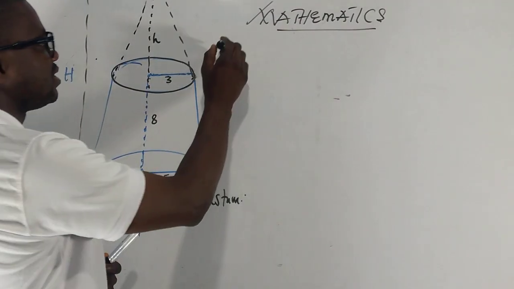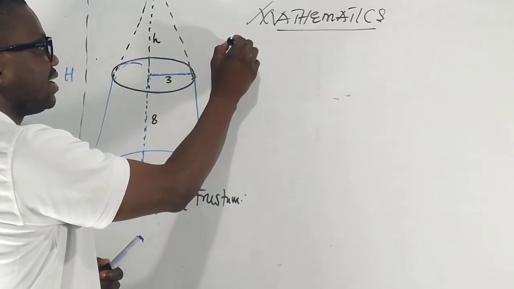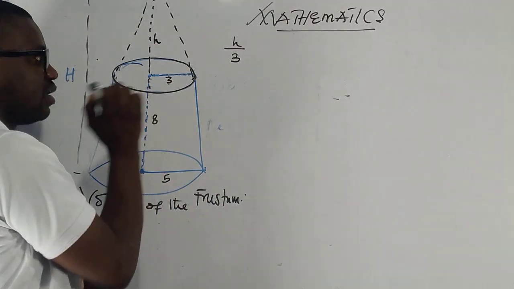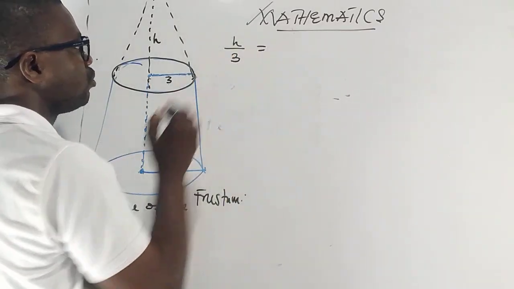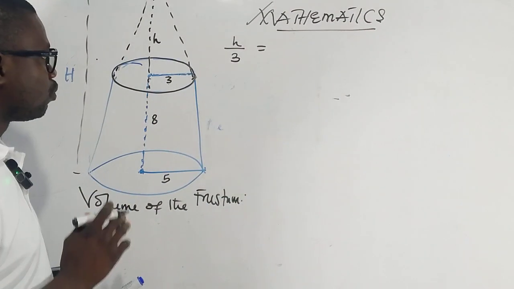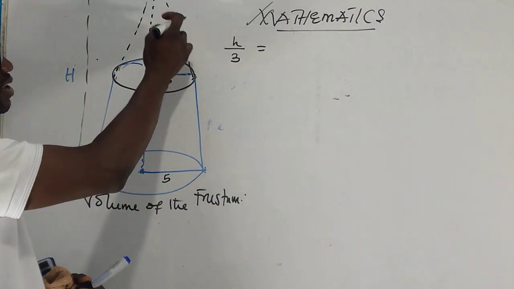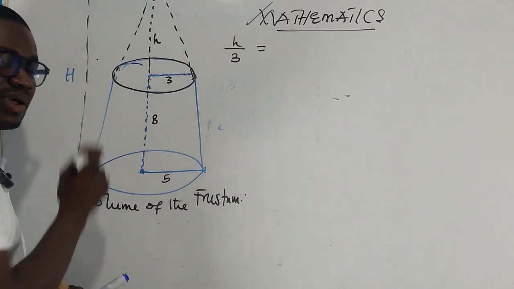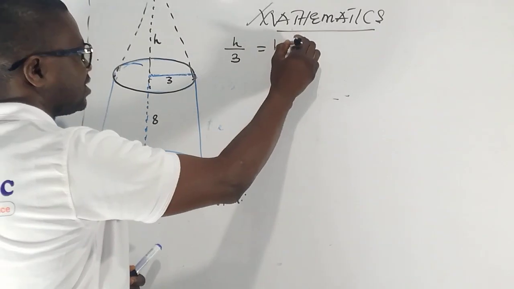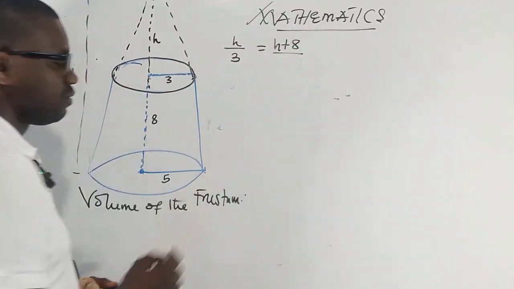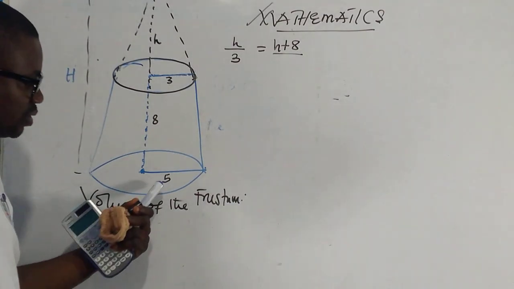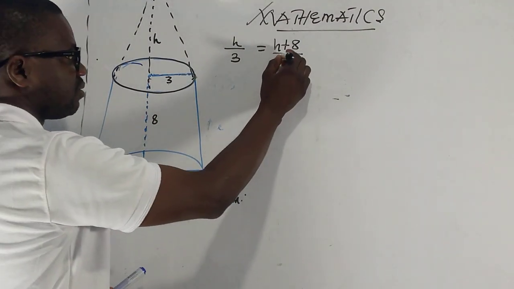The height over its radius, which is 3, that is h over 3, is equal to the full height of the cone, which is the height of the smaller cone and the height of the bigger cone put together, giving h plus 8, over the radius of the bigger cone, that is 5. So let's put 5 here.